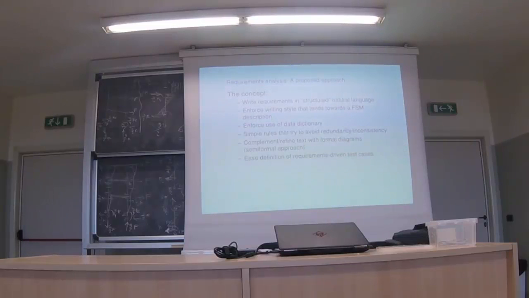So, our concept for now is we have to be able to write this requirement in somehow a structured natural language, not a page of things that we are writing down, but a schematic. We have to enforce this writing style to tend to a finite state machine description. So we are able somehow in our mind to translate from this page to a finite state machine. Enforce the use of data like a dictionary possibly. Also use some simple rules to avoid redundancy, but this will be clear in a couple of examples that we will see later.